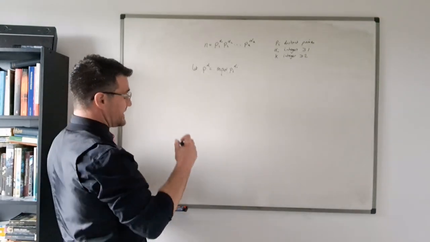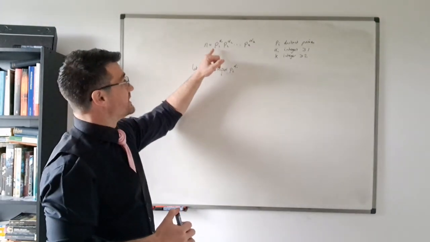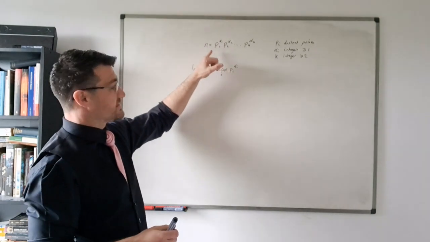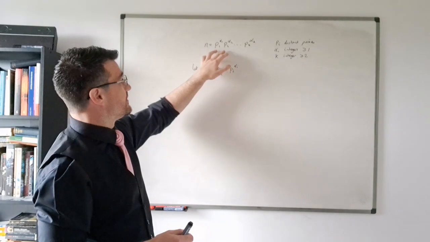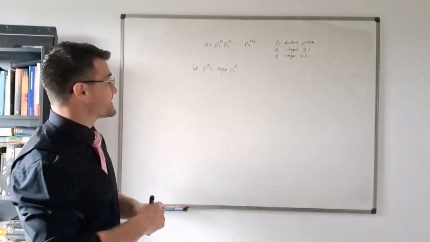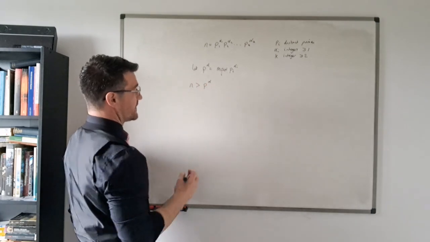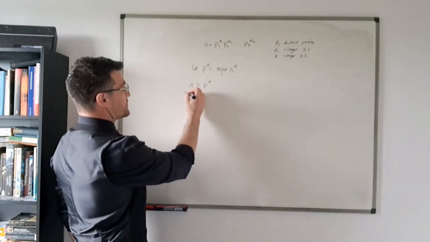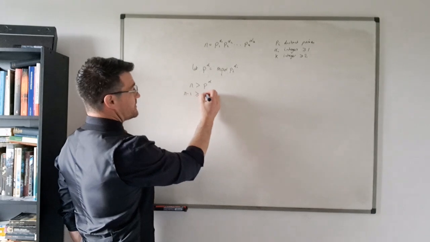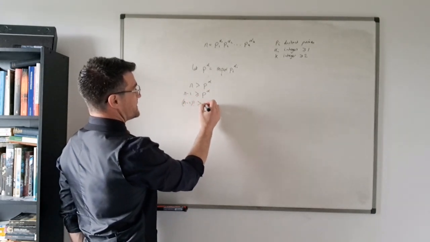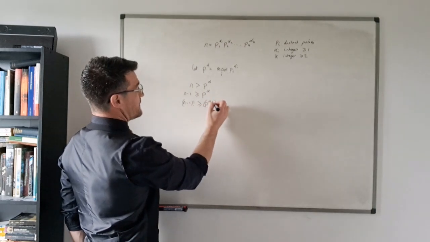So in that case, because k is at least 2, there must be at least 2 primes involved here, so that means that n must be greater than p to the power of alpha. So that means that n minus 1 must be greater than or equal to p to the power of alpha, and therefore (n minus 1) factorial is greater than or equal to (p to the power of alpha) factorial.